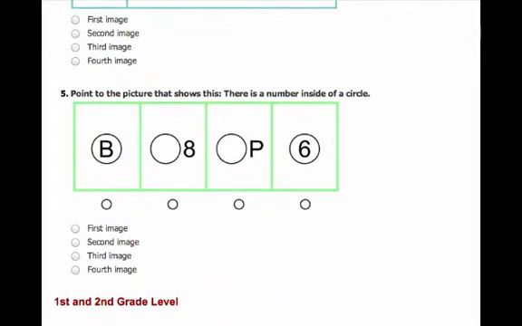Continuing on, again, it's something that you have to listen to. The question says, point to the picture that shows this. There is a number inside of a circle. So on this question, they have to know what a number is, they have to know what inside is, and they have to follow the teacher's auditory reading. And so a lot of times the children get hung up on that part.